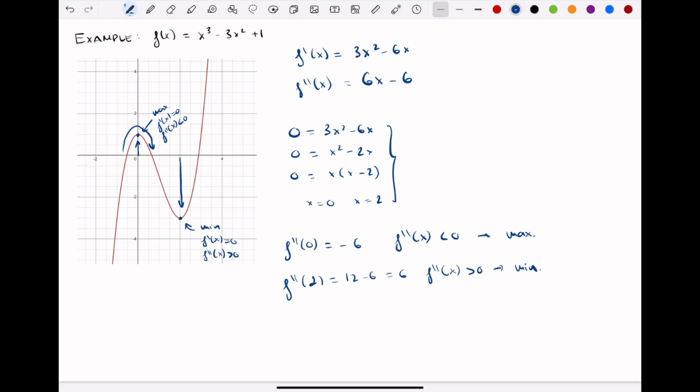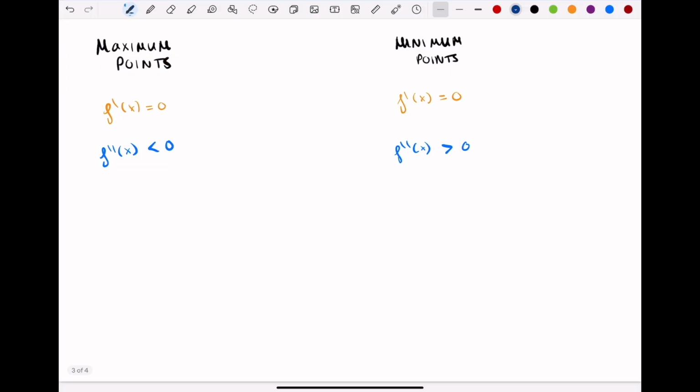So I hope this video was good for you to get an introduction into what concavity is, what it means to be concave up, concave down, and what maximum and minimum points mean and what are their characteristics in terms of derivatives.